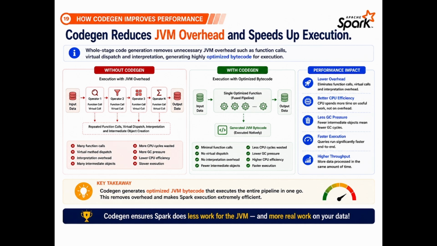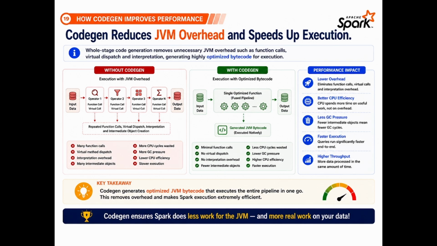Think about what happens during a normal execution pipeline. A filter runs, then a projection, then an aggregation, then another transformation. Each operator introduces overhead, intermediate objects, extra CPU work. Individually, these costs look tiny, but at that scale, small overhead becomes a big problem. This is exactly what whole-stage Codegen solves.